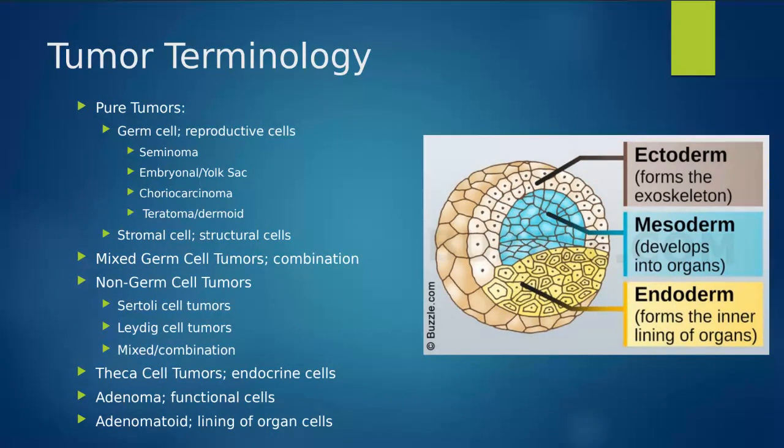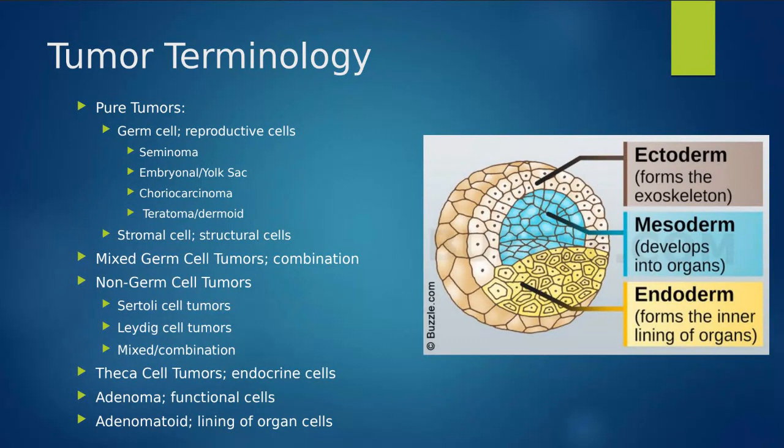Now, when we have these tumors that are made up of these germ cells, that's when we get into this pathology. So the common germ cell tumors that we're going to talk about, particularly for the testicles or for the male reproductive system, are a seminoma, an embryonal, also known as a yolk sac, depending on the patient's age. We're going to talk about that in a second. Choriocarcinomas, and teratomas, also known as dermoids. We're going to talk about those as well.